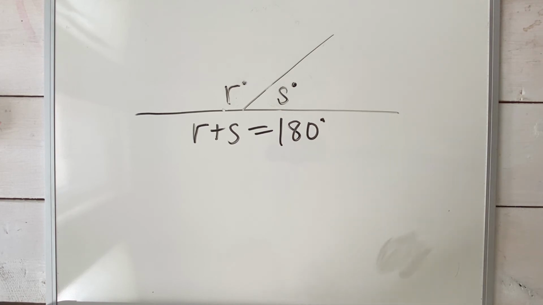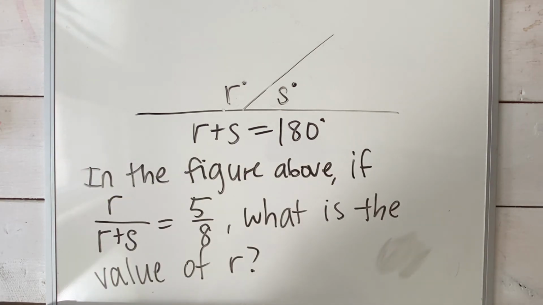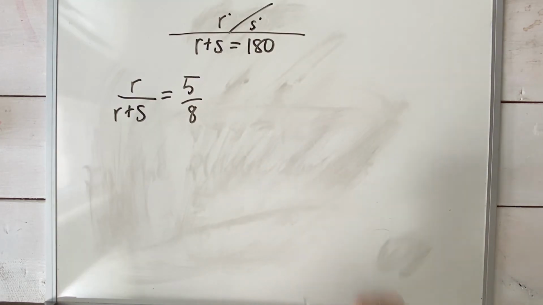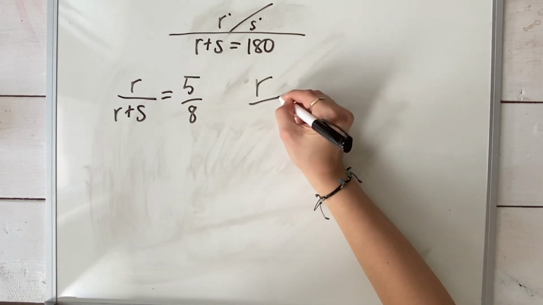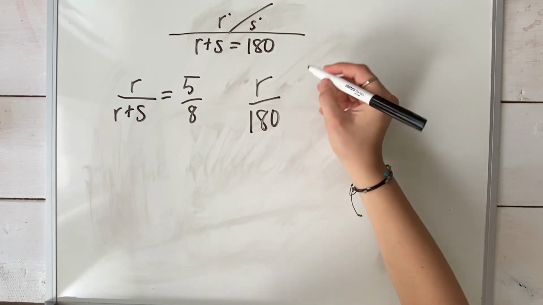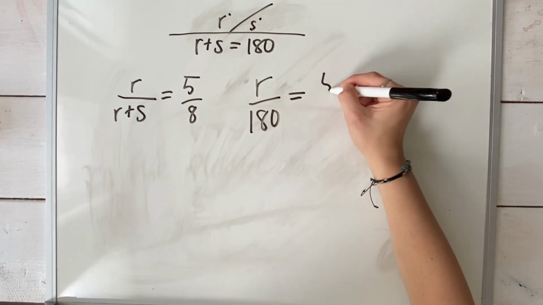Next, we read the question. The question says, in the figure above, if R over R plus S equals 5 over 8, what is the value of R? First, we can rewrite the denominator on the left side of the equation because we know that R plus S equals 180. So we can rewrite this as R over 180 equals 5 over 8.